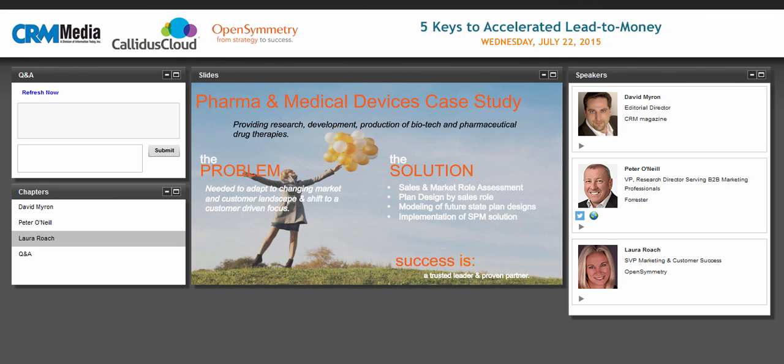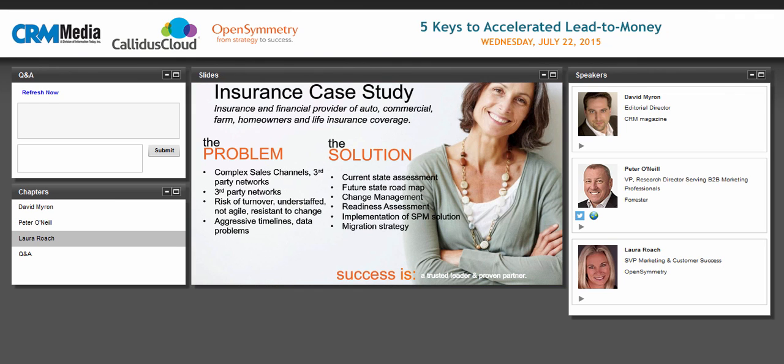Another example I have here is for new go-to-market strategies. Here a pharma and medical case study was around how do we actually get these solutions out there, and they really needed to do a sales and marketing role assessment and implement a technology. Right? What is that go-to-market strategy to match what we needed with the customer profiles on the sales organization, and ultimately identifying the best solution technology could provide.